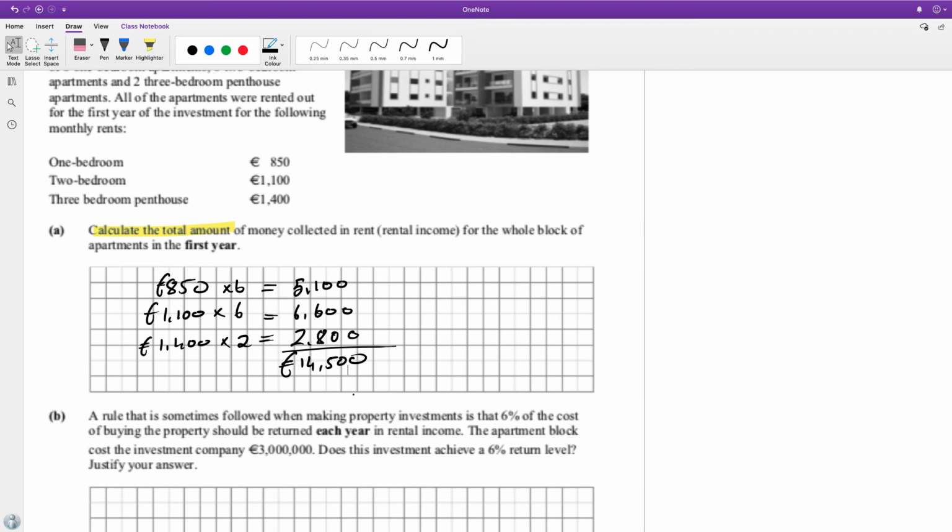So, how much did it cost them to buy the block? Right. How much money did it bring in the first year? What did they say about 6%? Should be returned. We have to figure out, is this 6%?